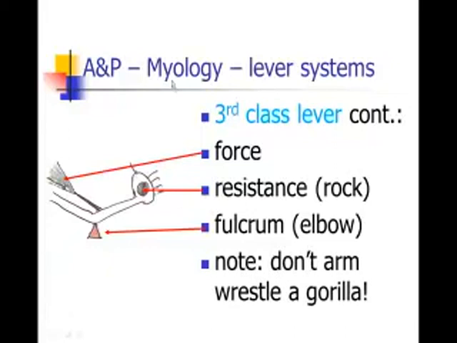And there's a kind of a moral to this picture. Don't arm wrestle gorillas. So you might say, why? But remember, the third class levers are a disadvantage. And the closer the muscle attaches to the fulcrum, the more of a disadvantage it is. Gorillas have their muscles attached closer to their wrist. And because of that, if they had muscles exactly the same strength as a human muscle, they would be able to create more force on their forearm than a human. So they always win in arm wrestling.